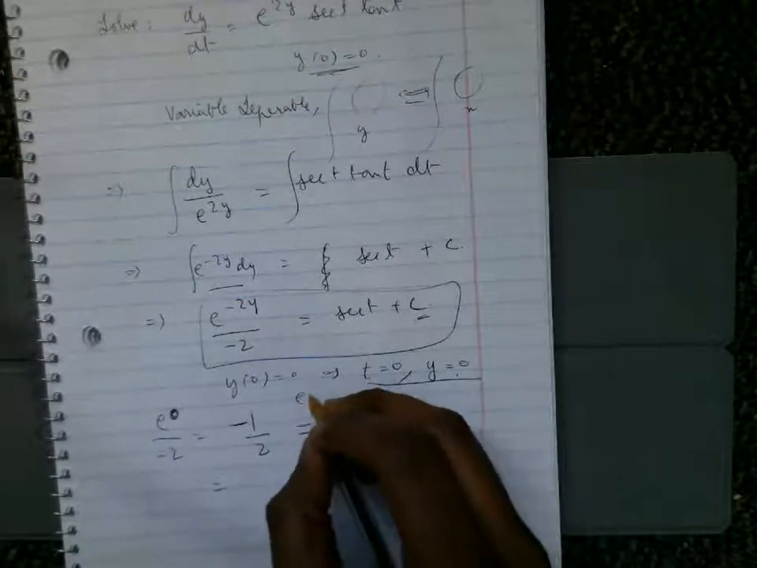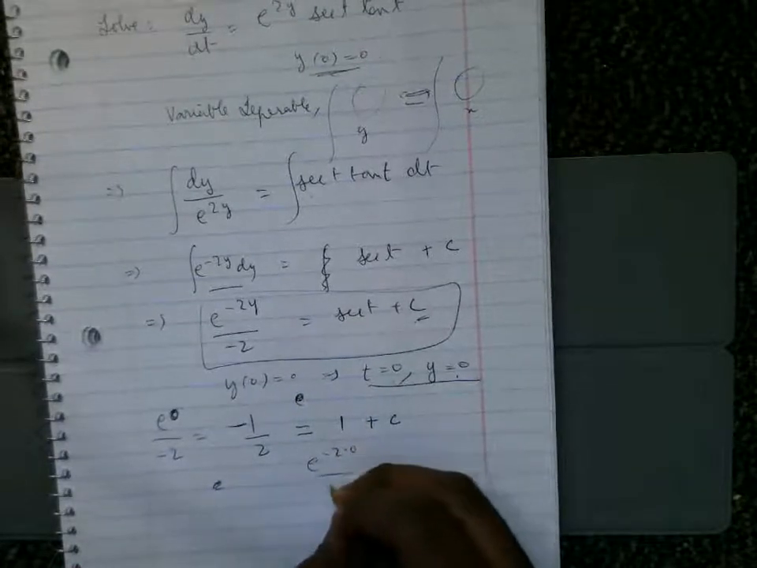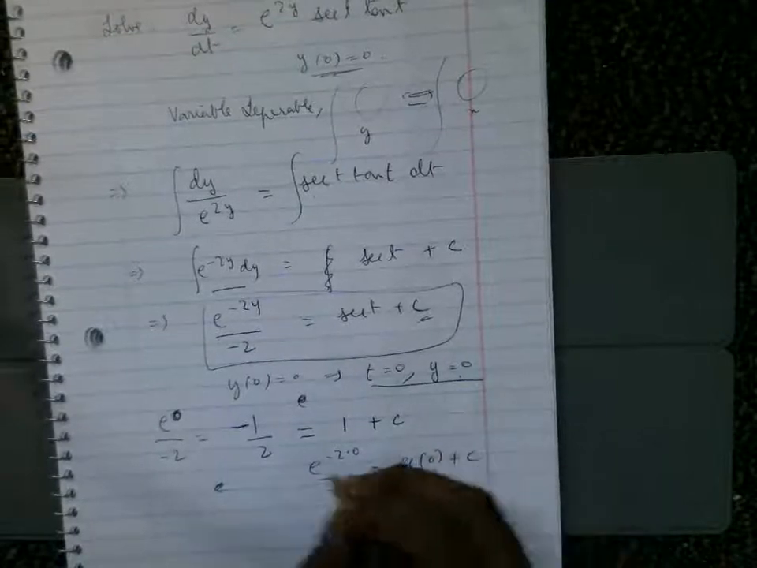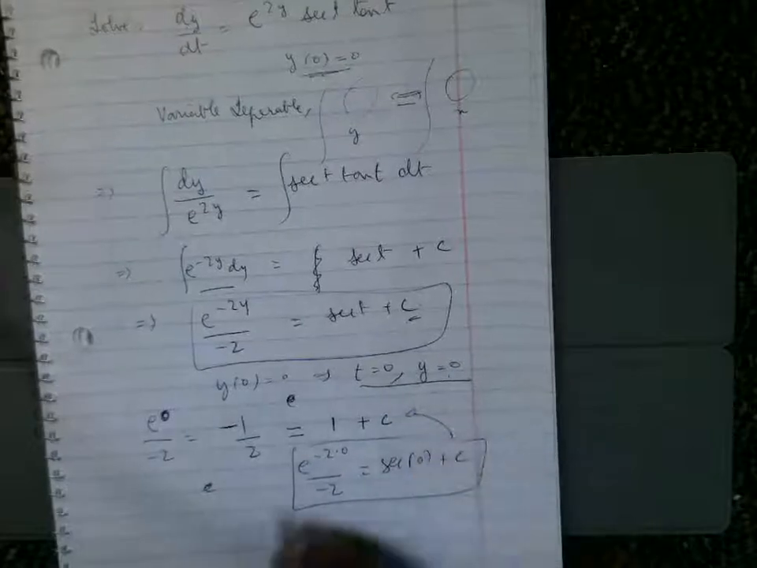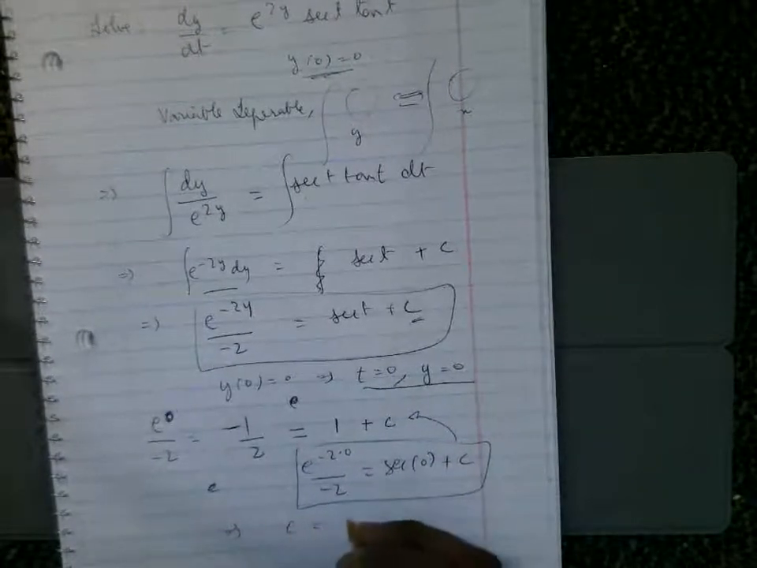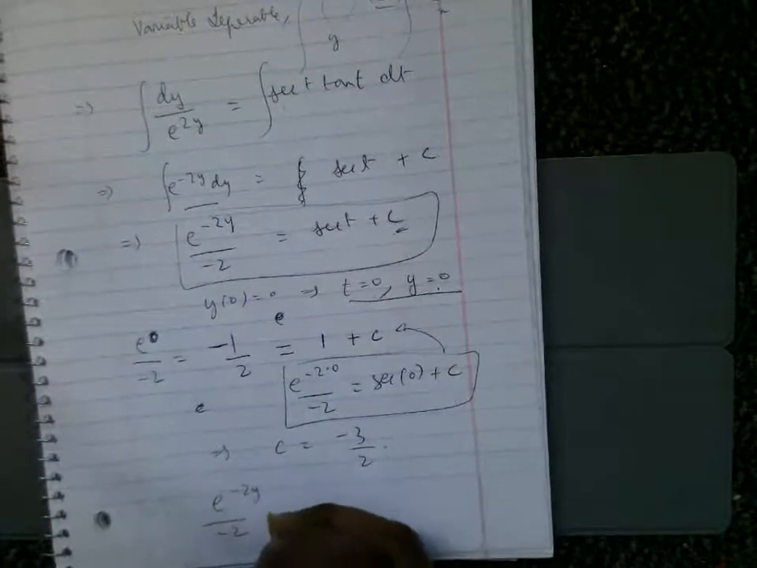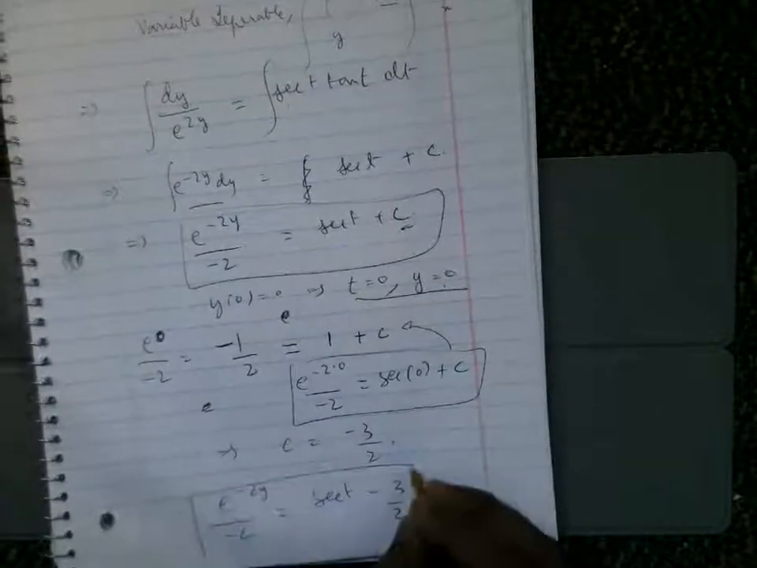So I'll write this down: e to the power minus 2 times 0 by minus 2 is equal to sec of 0 plus c, and then you have this equation. From here you can see that c is equal to minus 3 by 2. So therefore this is the final answer.